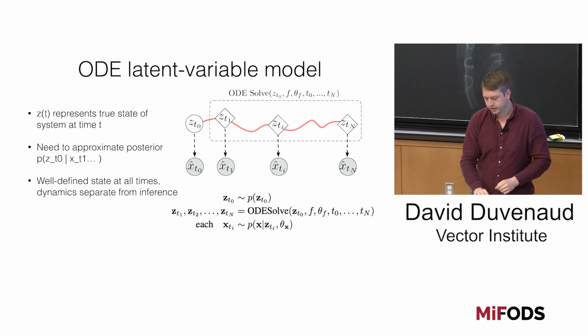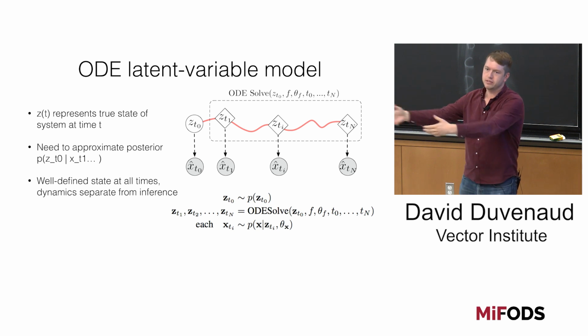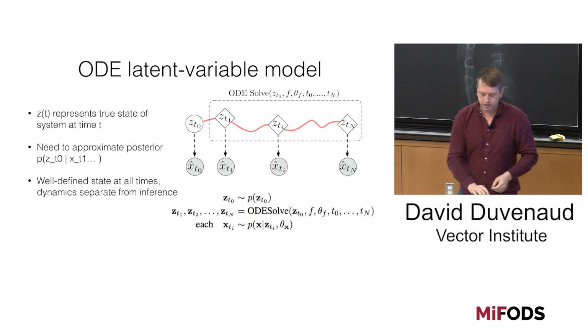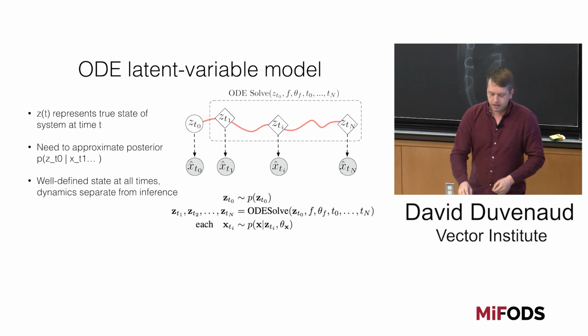One thing I should mention is that these p of x given z of t could be any sort of likelihood, not just a Gaussian likelihood, but maybe a text model or something like that. To train this model, all we need is that we can differentiate this likelihood with respect to z and its parameters theta. Okay.